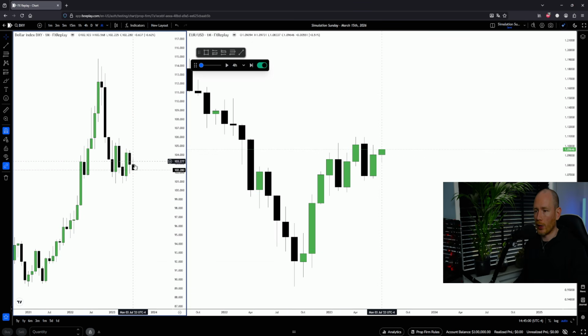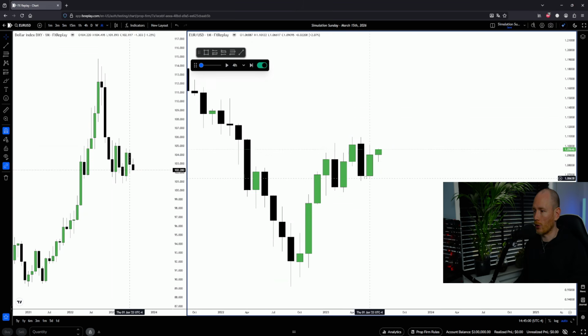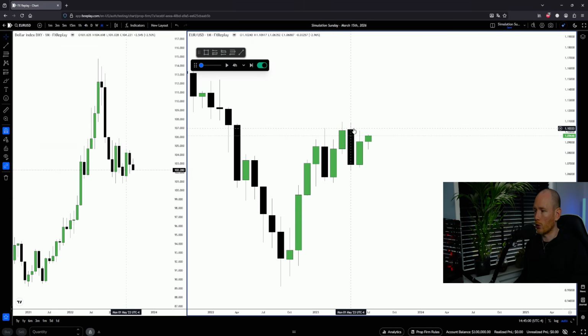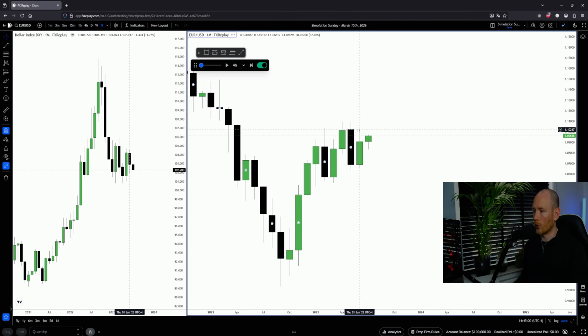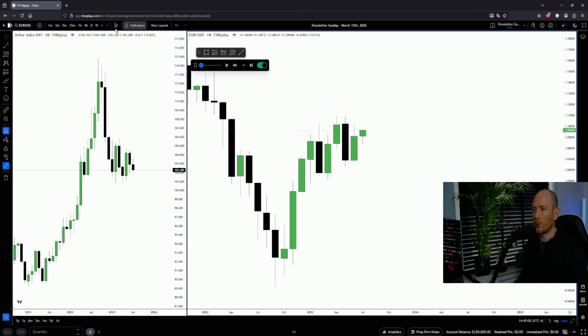DXY monthly time frame. Looks like we're heading towards previous monthly low. Monthly high is already set. Same with Euro. Monthly low looks to be set already. So I'm going to be aiming for previous monthly high. We have an inside bar, so it's very likely it's going to run to the nearest high or low, and the nearest high is here. That's our monthly perspective.